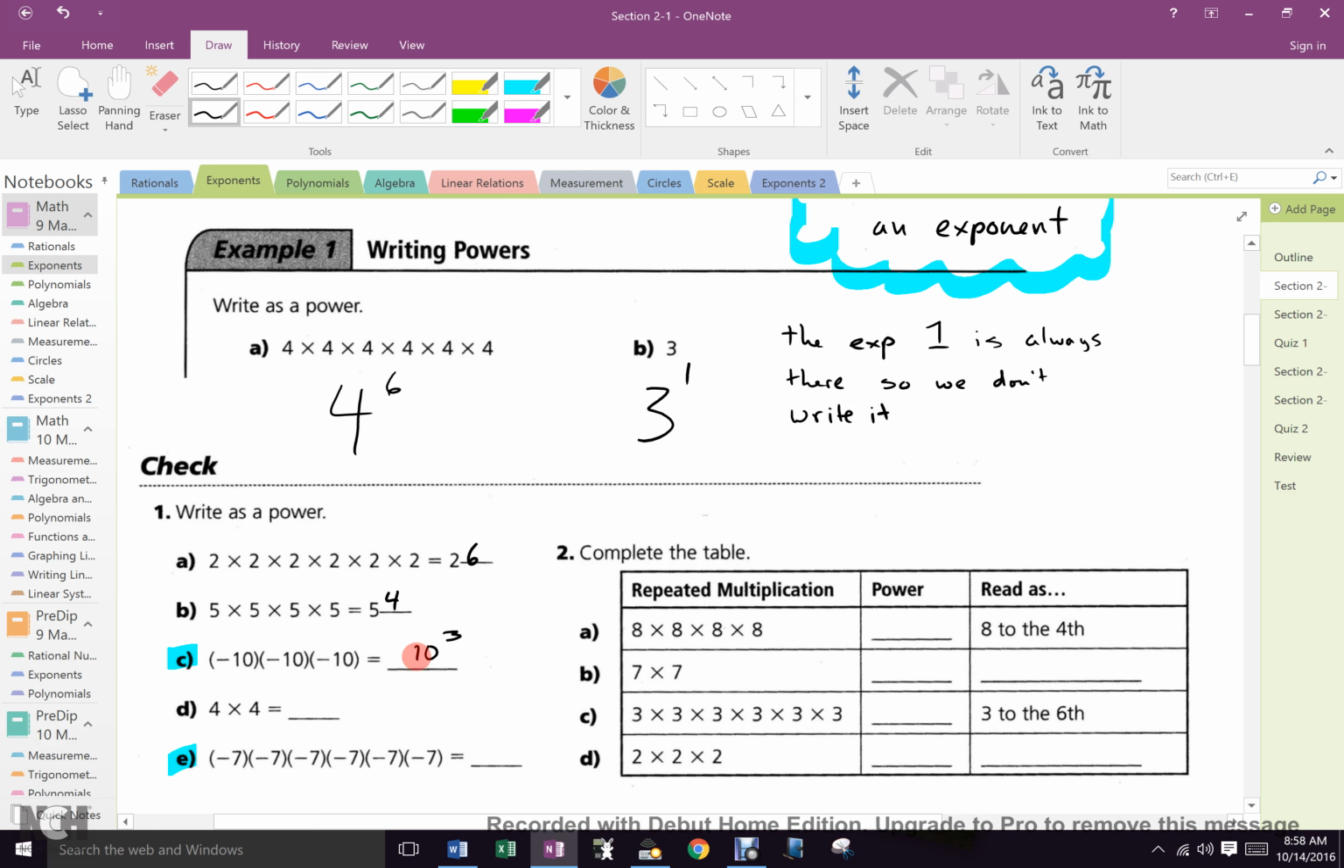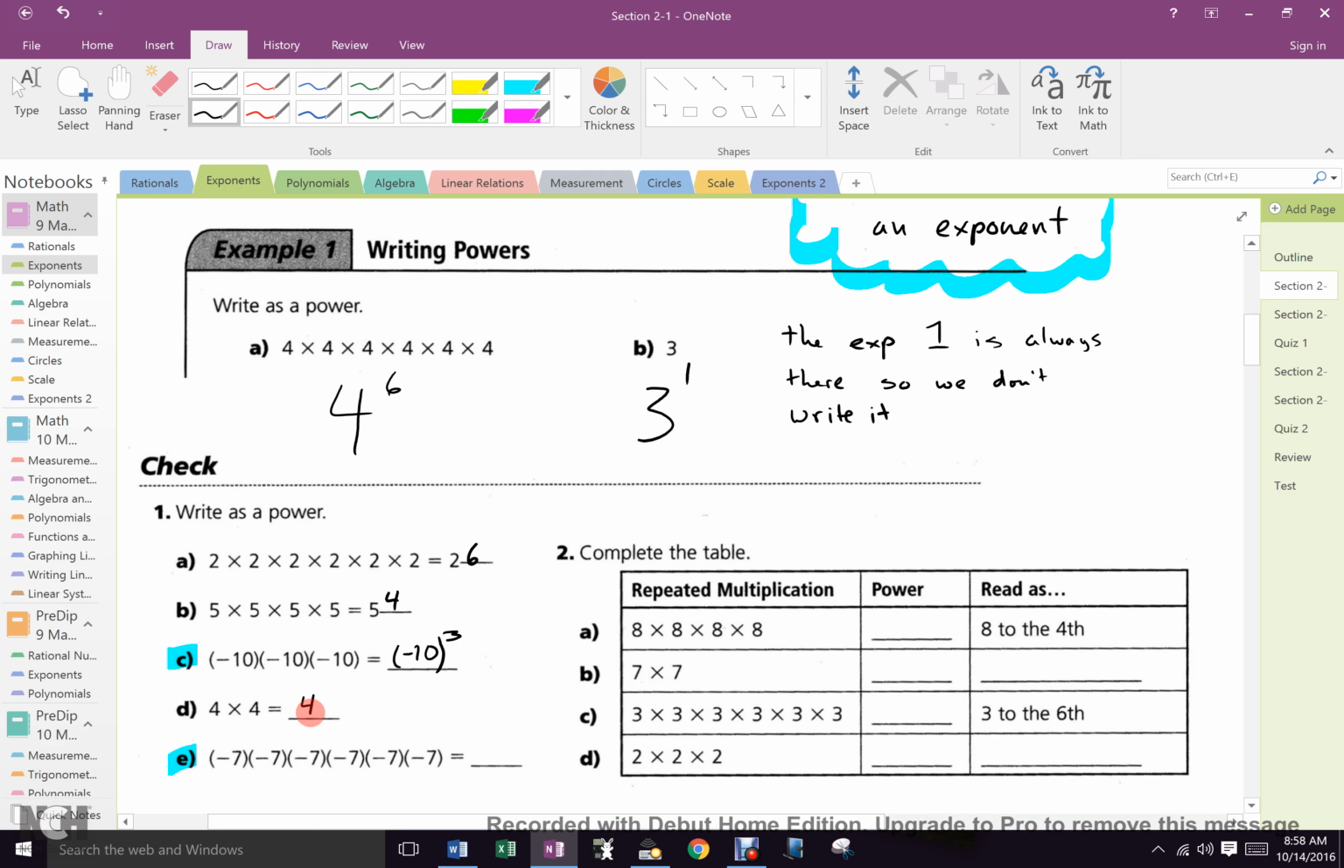But what else repeats 3 times? The negative. So I gotta remember to have that negative with brackets. If you don't have the brackets, it's wrong. Because if you don't have the brackets, does that negative repeat 3 times? Do you think? No, because the brackets aren't holding it together. Does everybody understand that? Okay, what's D?